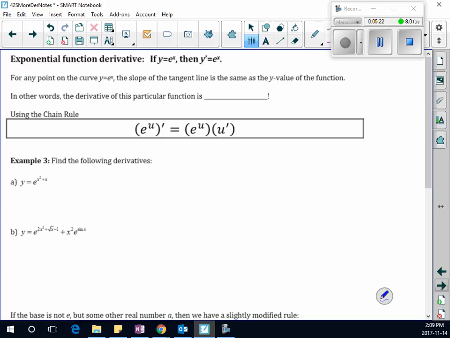So let's just go back here. For any point on the curve y equals e to the power x, the slope of the tangent line is the same as the y value of the function. In other words, the derivative of this particular function is itself. So maybe I'll explain that a little bit more. Remember, e to the power x looks like this, right?